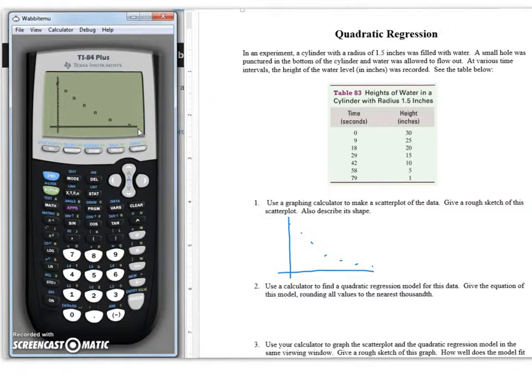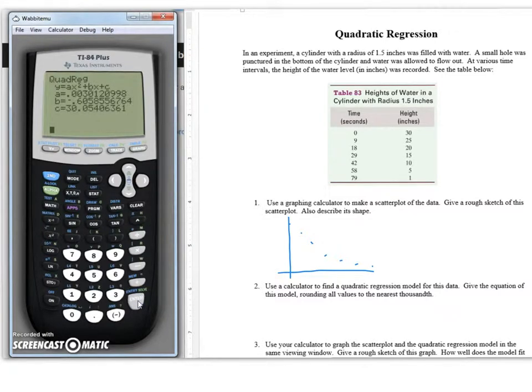Now question 2 asks us to find a quadratic regression model for the data and give that equation, rounding all the values to the thousandth. So to do that, we're going to press the stat key, and then we'll go over to calculations, and then down to number 5, quadratic regression, and we'll hit enter. And then I'm just going to hit enter again, and we should get the model.